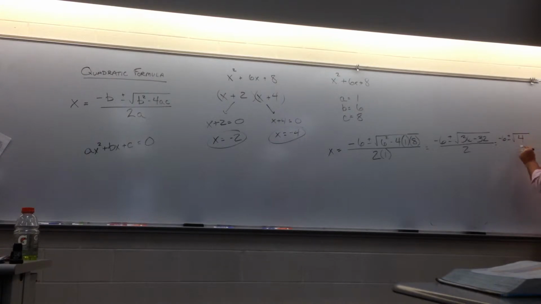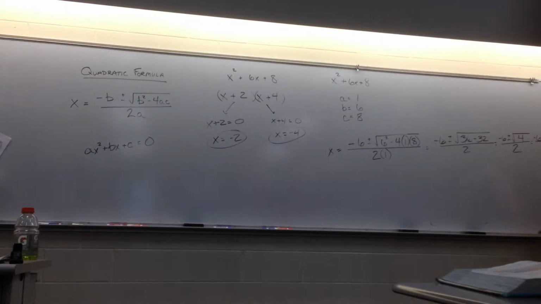Just 4, all over 2. Okay? Once we get to this point, if you can simplify this square root, if you have a perfect square, you can go ahead and replace that with the number. So now I have -6 plus or minus the square root of 4, which is 2, all over 2.